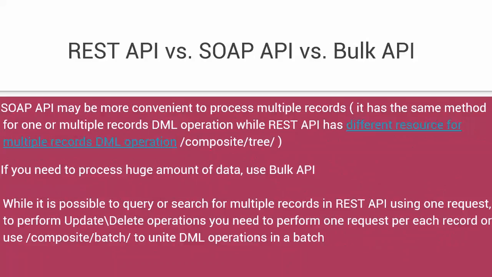REST API versus SOAP API versus Bulk API. SOAP API may be more convenient to process multiple records, since it has the same method for one or multiple records DML operation, while REST API has different resources for multiple records DML operations, which is composite tree. If you need to process a huge amount of data, you should definitely use Bulk API. While it's possible to query or search for multiple records in REST API using one request, to perform update or delete operations, you need to perform one request per each record or use composite batch to unite DML operations in a batch.